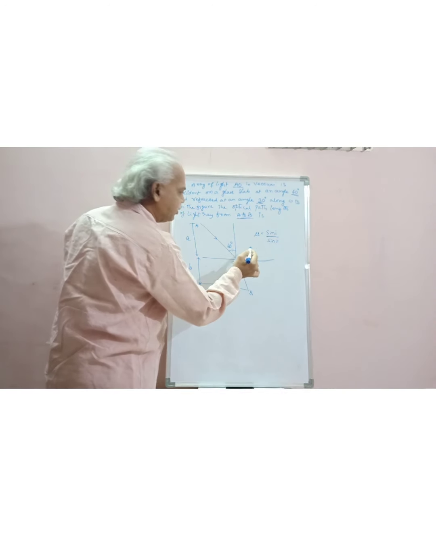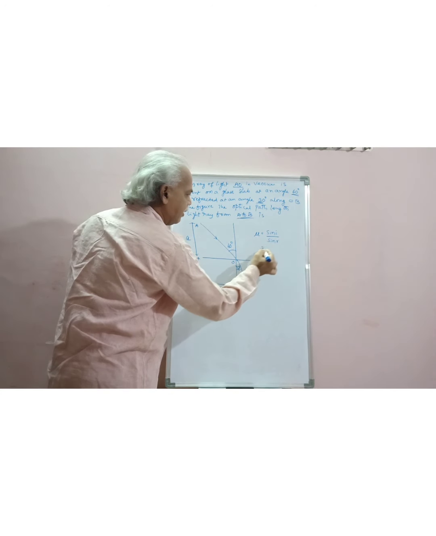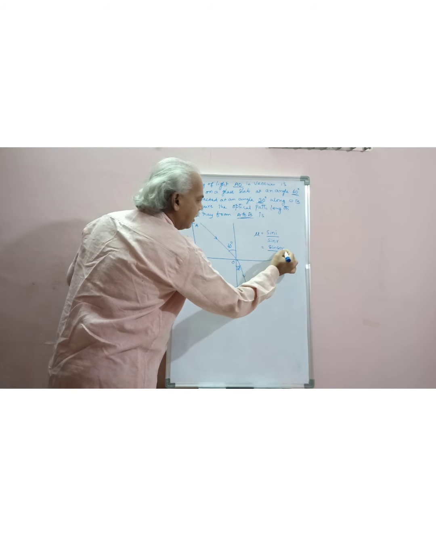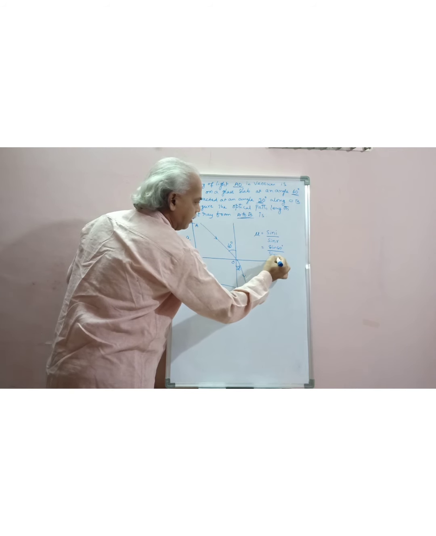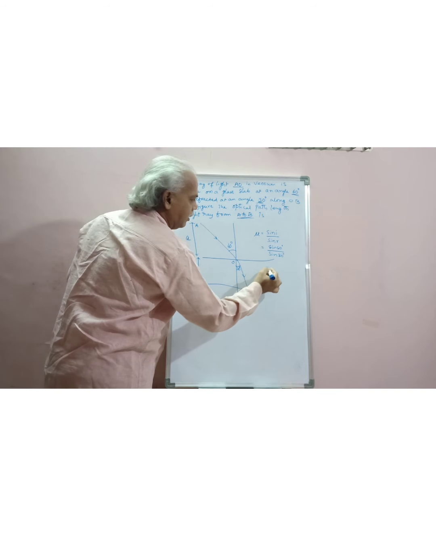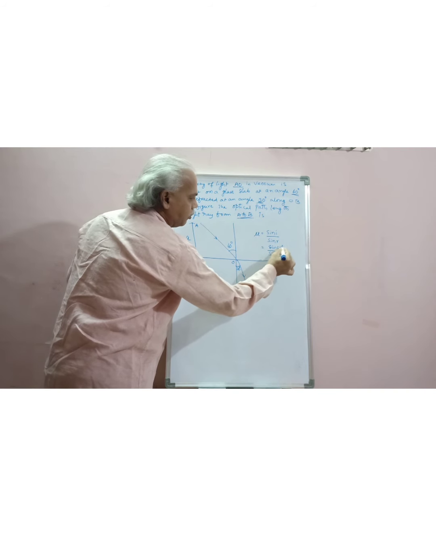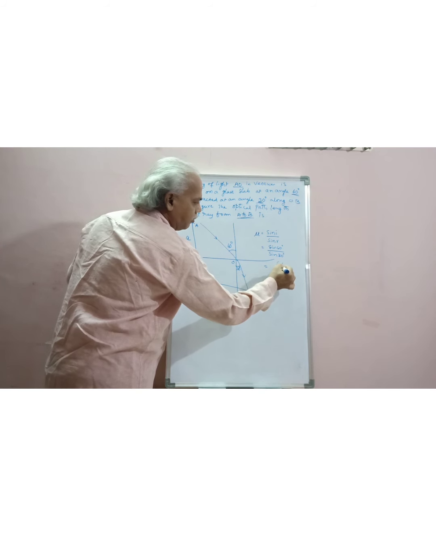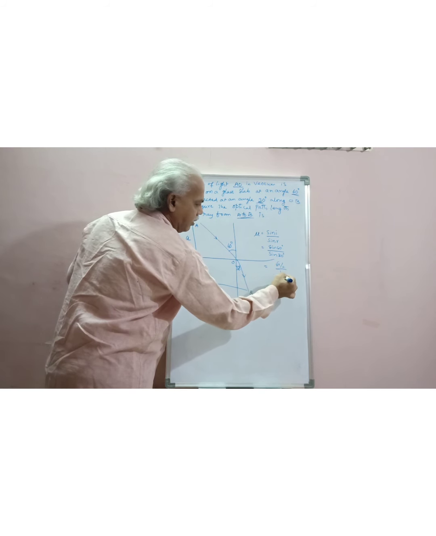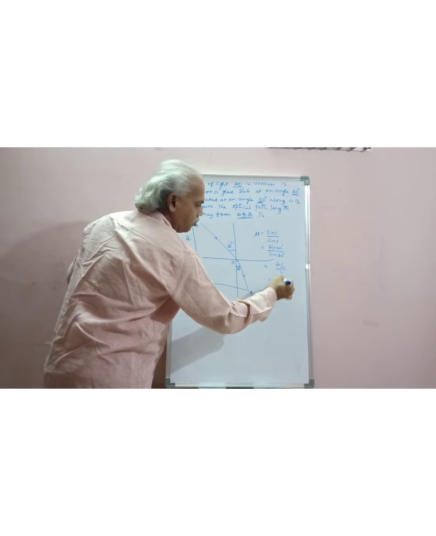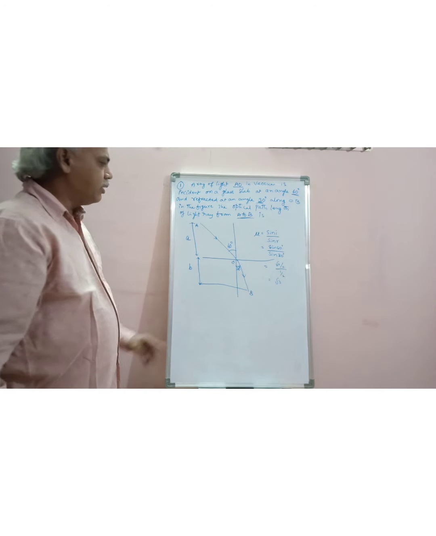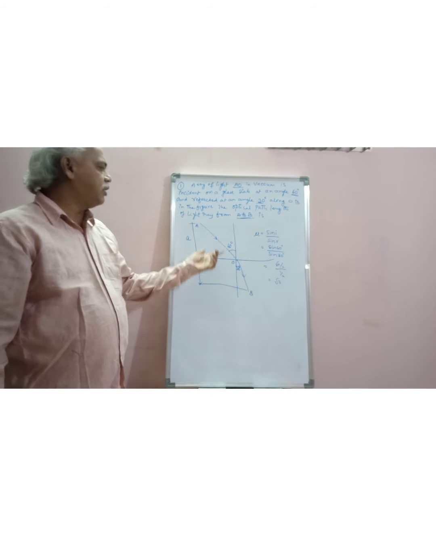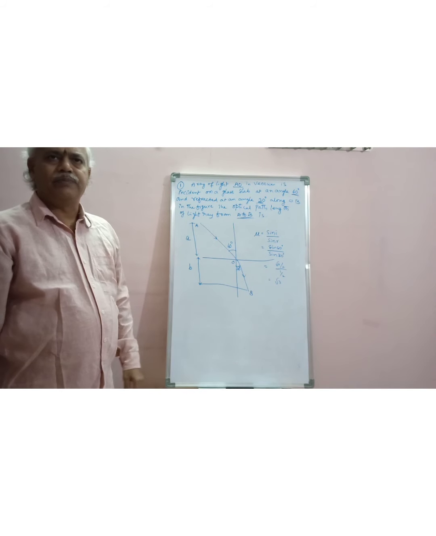What is the angle of incidence? That is 60 degree. Sin 60 by sin 30 is equal to root 3 by 2 divided by 1 by 2, that is equal to root 3. So this root 3 is the refractive index of glass slab with respect to air.